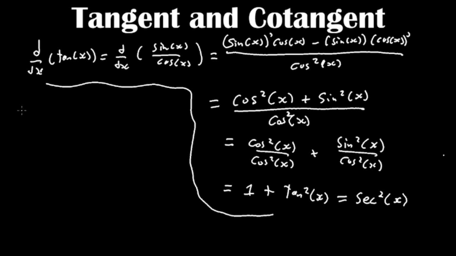So, the derivative of cotangent of x is equal to negative cosecant squared of x. So, if you notice, they come in like patterns and opposites. So the derivative of tangent is secant squared. Derivative of cotangent is negative cosecant squared.